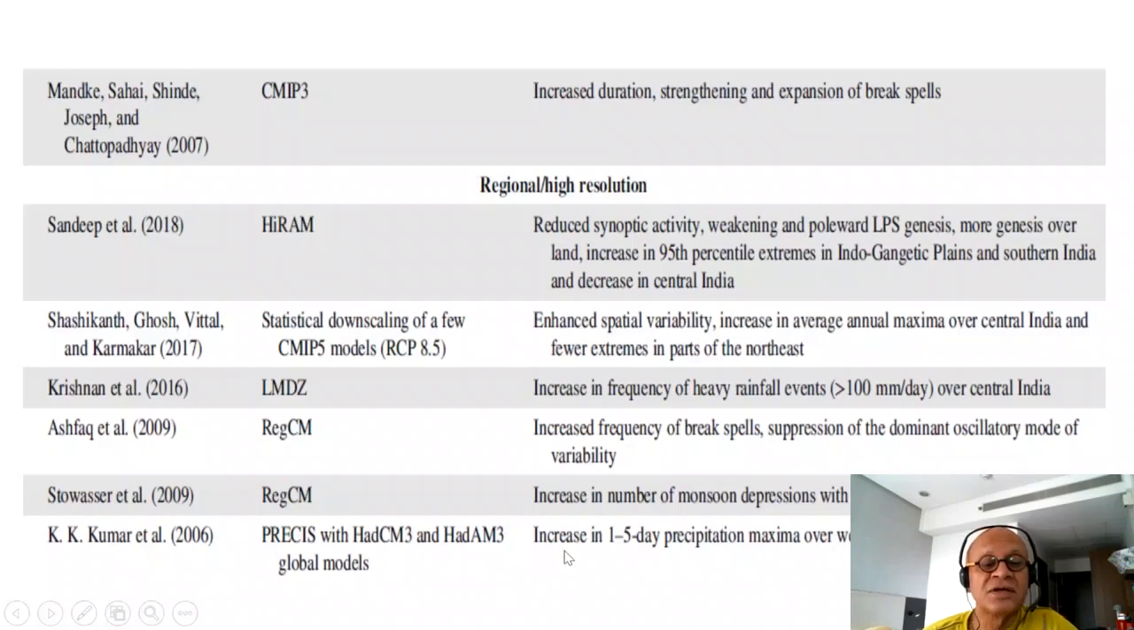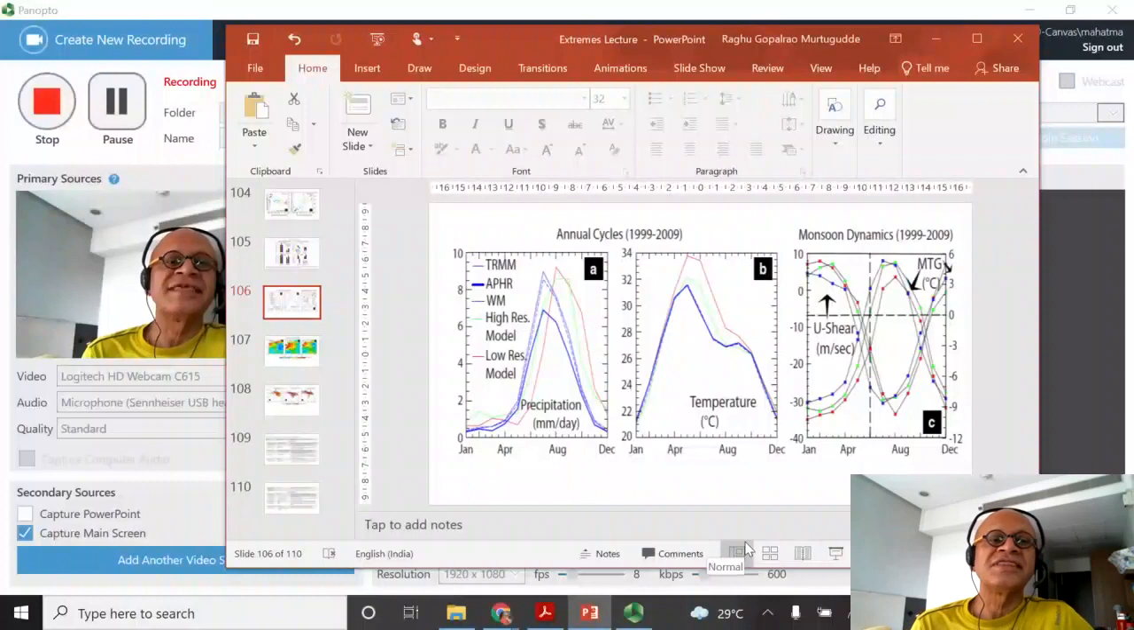And finally, I think it's Krishna Kumar et al. Which used the PRECIS model constrained by HadCM3 and HAD atmospheric model. So this is coupled model and atmospheric model to constrain the regional downscaling. Argued that increase in 1 to 5 day precipitation maxima over western, coastal and central Indian Ocean are projected in their configuration. What do you do with this?